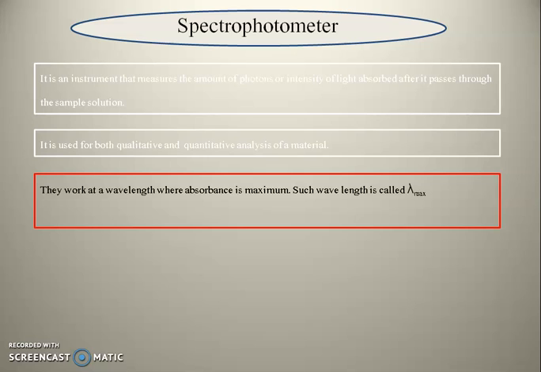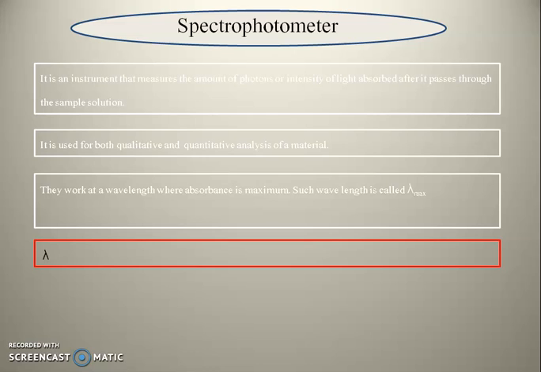Generally, they work at a wavelength where absorbance is maximum. Such wavelength is called lambda max. Lambda max is a characteristic property of an element. That means for each element there is specific lambda max. That means by measuring lambda max we can measure the element. We can determine the elements present in the sample.